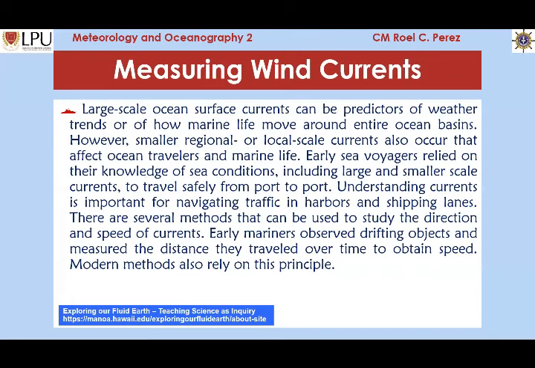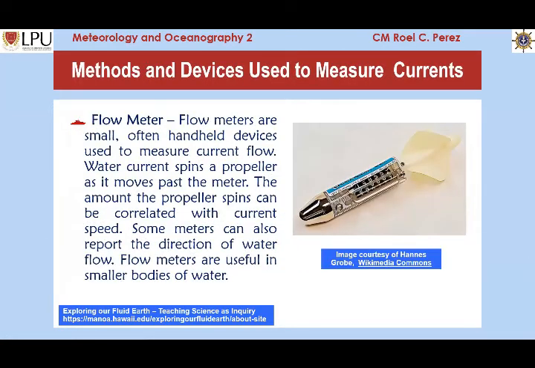But of course, as I explained in the early part, we now use sophisticated instruments, although the same principle is being used. These are methods and devices used to measure currents. So this is the flow meter. Flow meters are small, often handheld devices used to measure current flow.